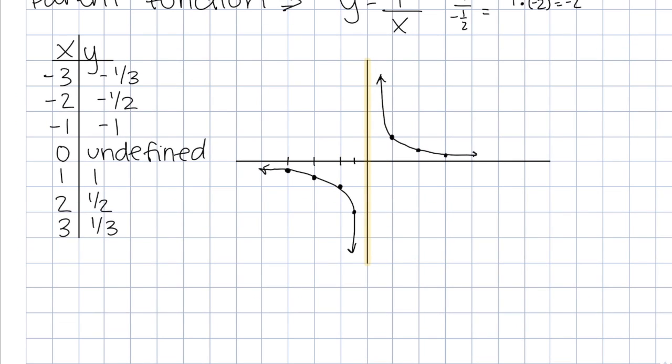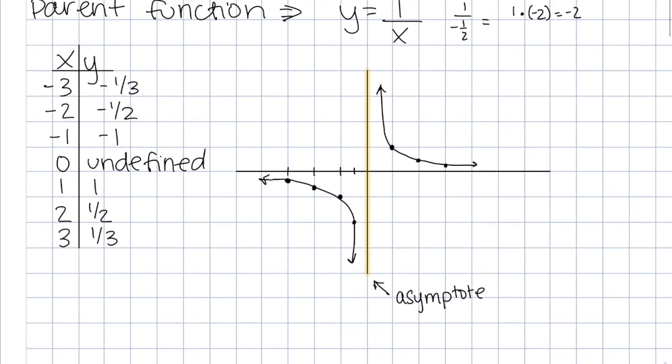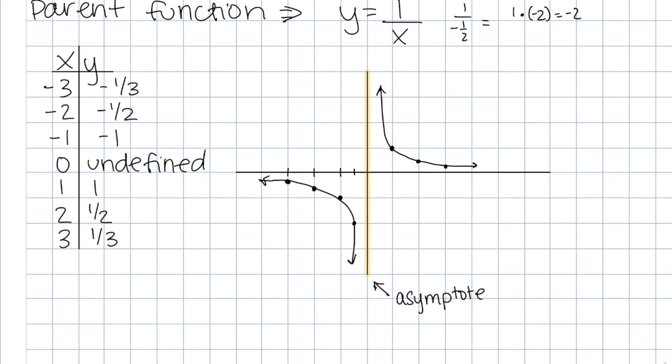Okay, this line right here, this is called an asymptote. It means that our graph cannot cross it. And it comes from wherever the denominator would equal 0. Okay, so it doesn't necessarily mean that x will be 0, but our denominator cannot be 0.